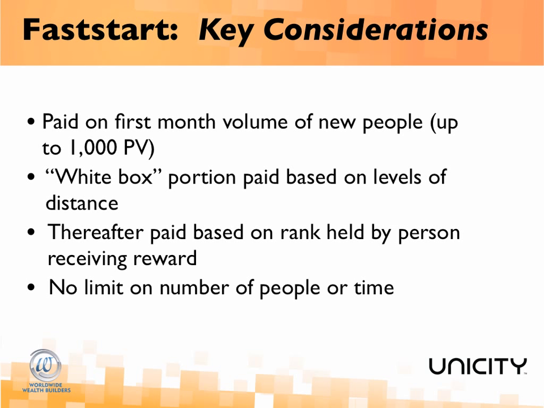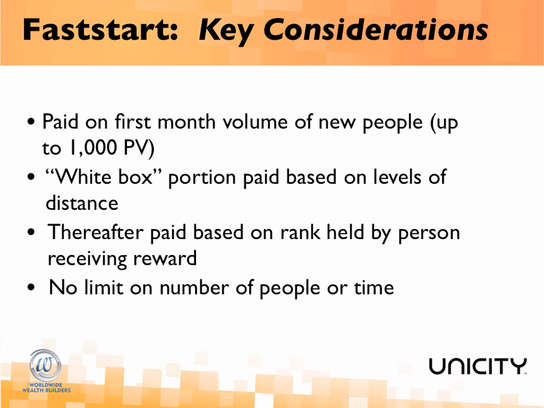So what are some of the key considerations for Fast Start? Well, keep in mind you're paid on the first month volume of new people. Fast Start is how first month volume is effectively paid out up to this 1,000 points of PV. The white box, the enroller and the enroller's sponsor portion, is based on levels or distance from the activity that's going on. Thereafter, the orange box in the grid that we reference is based on rank. And that's a bit confusing to people to start with, but we just lay that concept out there and we'll tell them we'll circle back around to that.